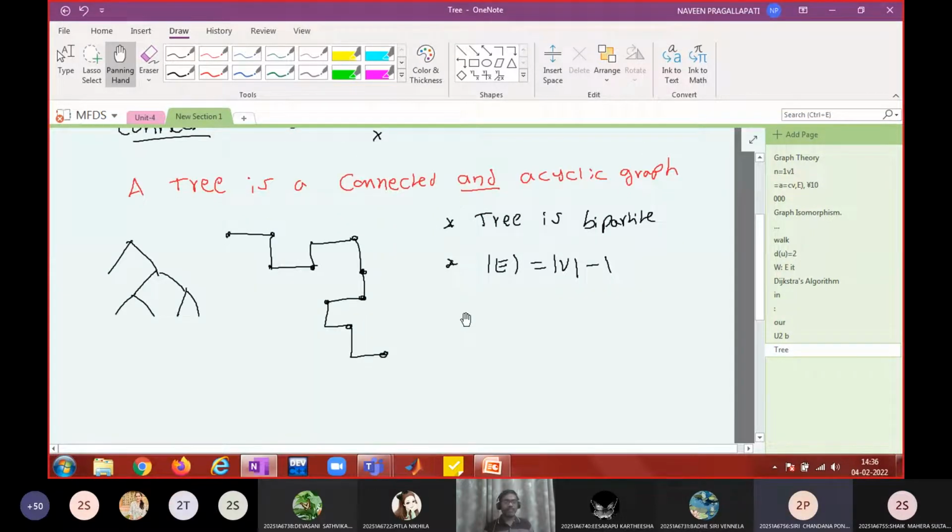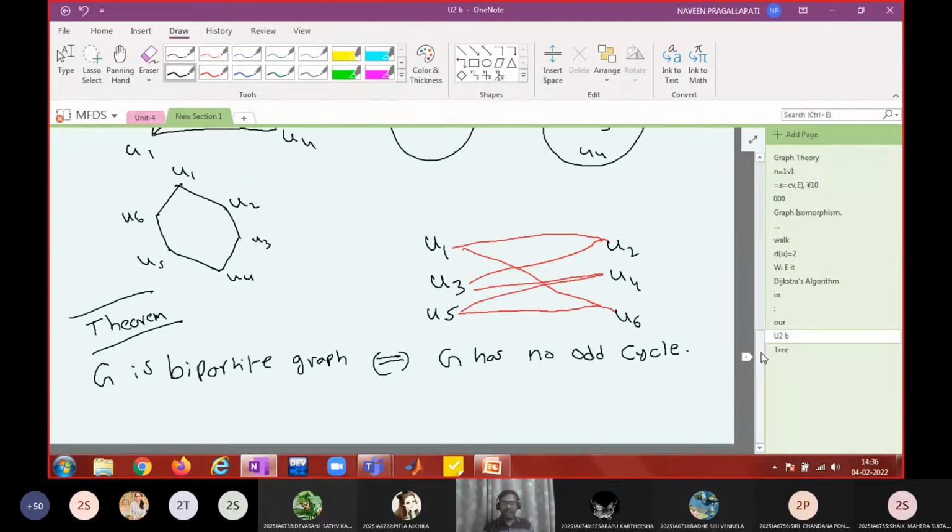Sir, could you repeat bipartite? Bipartite. This is a cyclic graph, no? That means there is no cycle. When a graph will not be bipartite, I'll write an equivalent statement. G is bipartite, G is not bipartite.